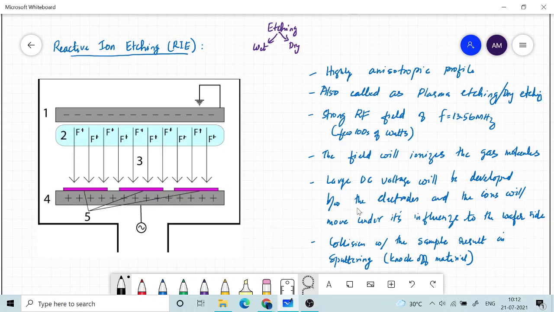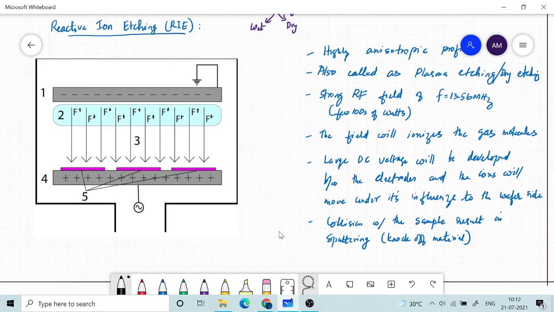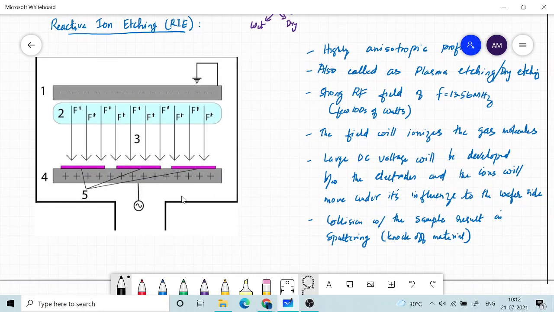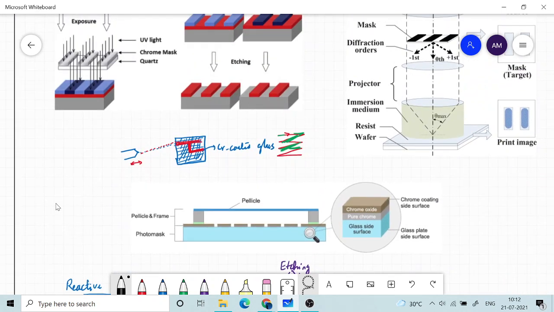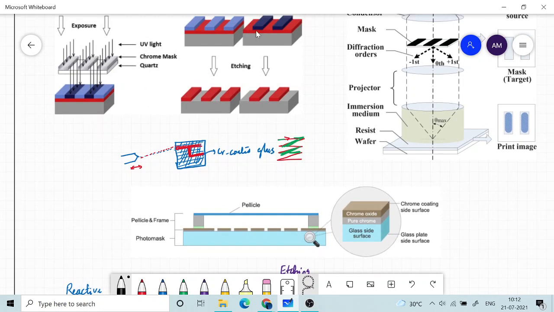A large DC voltage will be developed between the electrodes, and as a result, these plasma ions will just be pulled down, and they will hit on the wafer. And when they hit on the wafer, what will happen is sputtering. Sputtering is basically knocking out of the material wherever it falls. But you see that there is photoresist, and in some regions it is not covered by photoresist. Photoresist is usually a thick material, and wherever it is there, nothing happens to the layer underneath. But wherever the layer is exposed, those regions will get sputtered out.